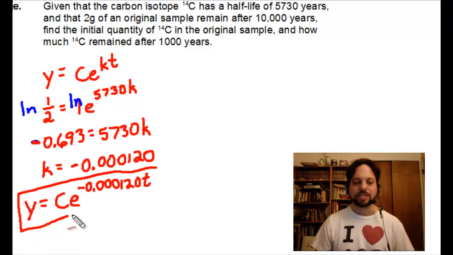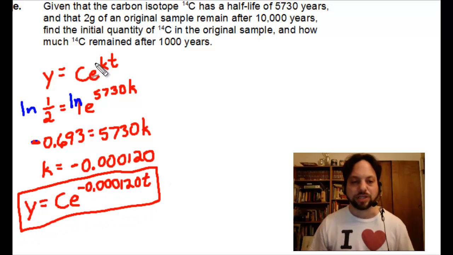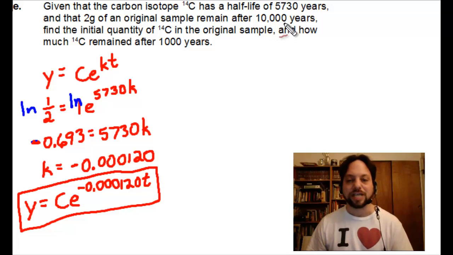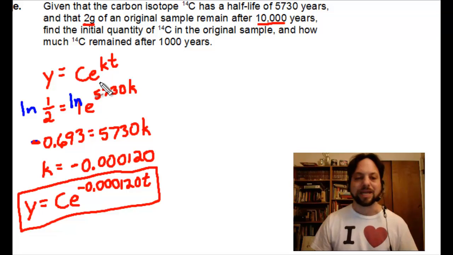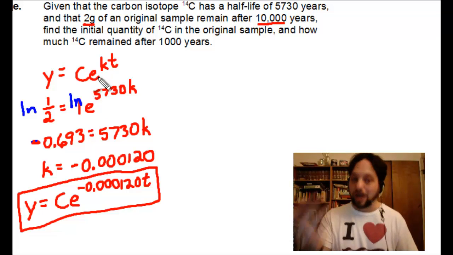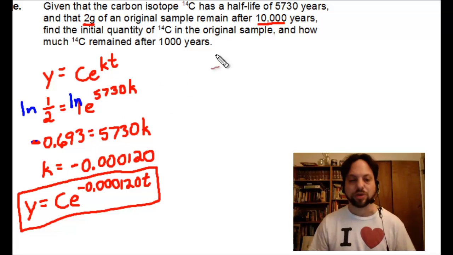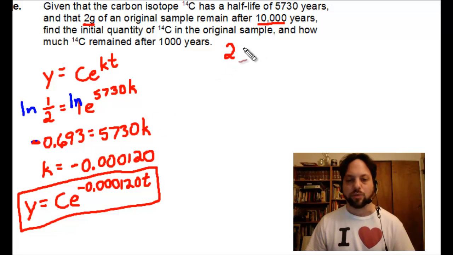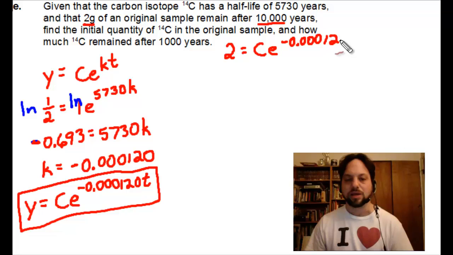We're going to use this to work out the next part of this problem, which says that after 10,000 years, we have 2 grams of this sample remaining. And they're asking us, well, how much was in the original sample? So let's work this out. Y is the amount remaining, so if we put 2 grams in for y, we'll get 2 equals ce to the negative kt. And t, of course, in this case, is 10,000 years.